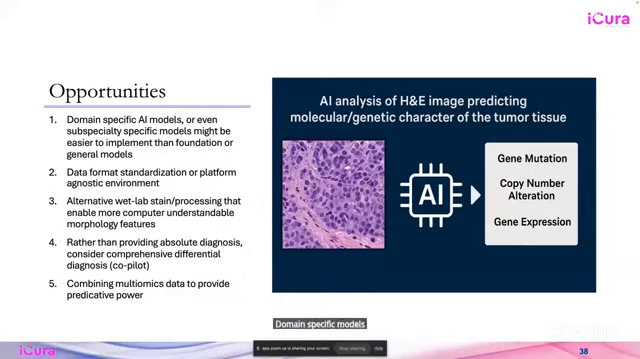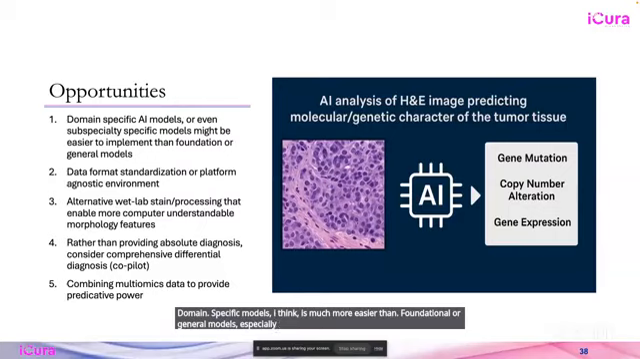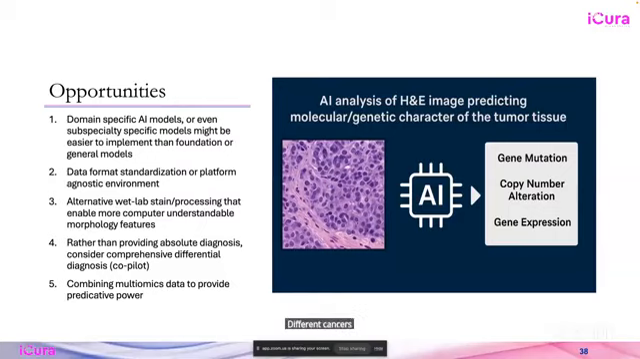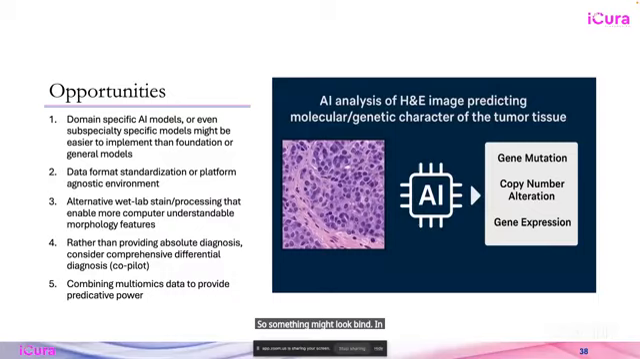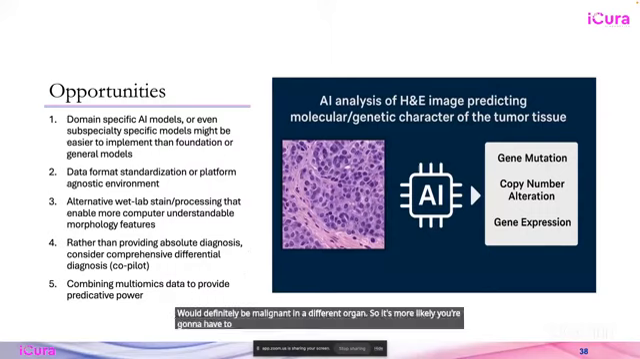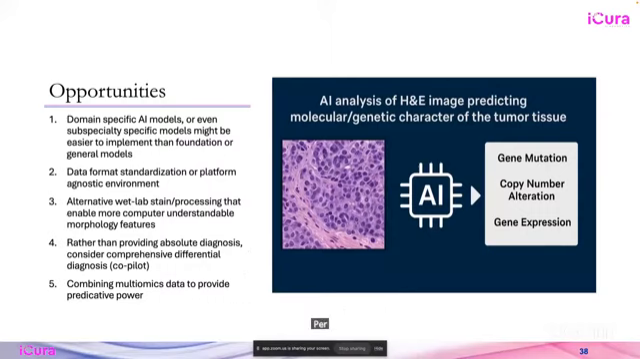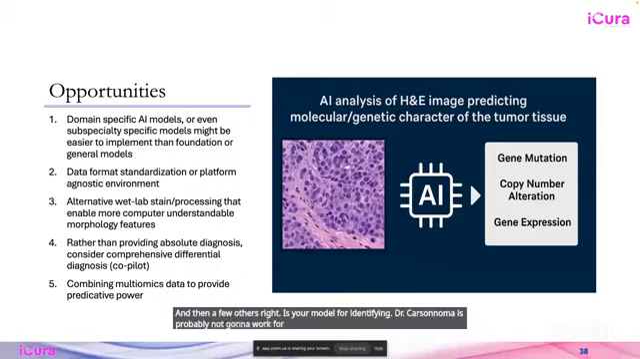Domain-specific models, I think, are much easier than foundational or general models, especially in image recognition, because in different organs, benign and malignant look different. Something might look benign in one organ, and exactly the same morphology and features would definitely be malignant in a different organ. So you're more likely going to have to start by designing models at least per organ system, if not per disease entity. Even in breast, you have the most common ductal carcinoma and lobular carcinoma, and a few others. Your model for identifying ductal carcinoma is probably not going to work for identifying lobular carcinoma.